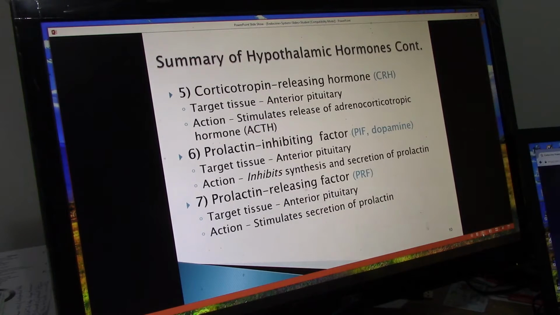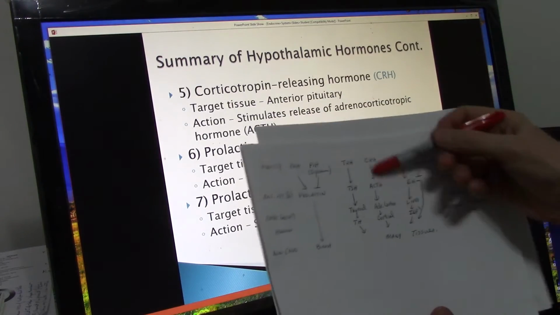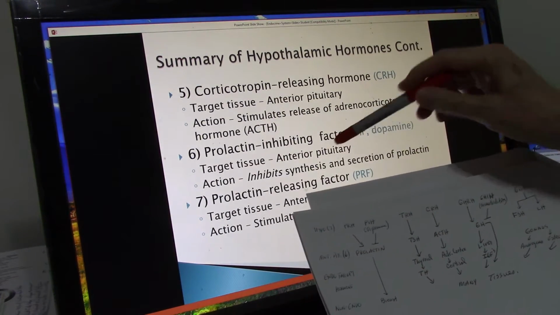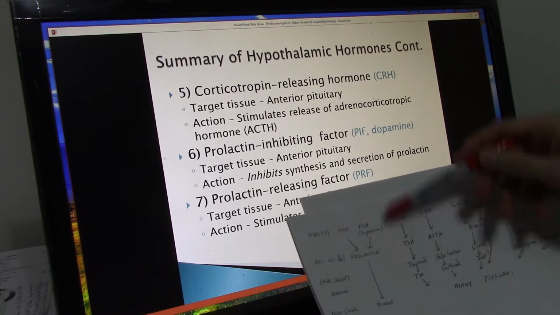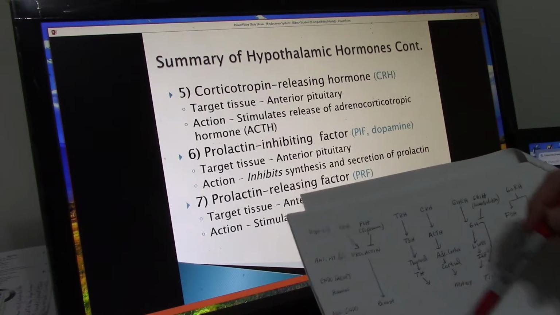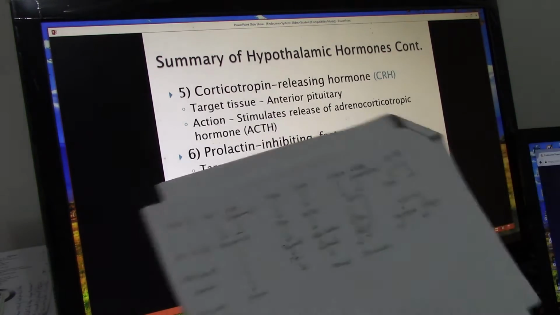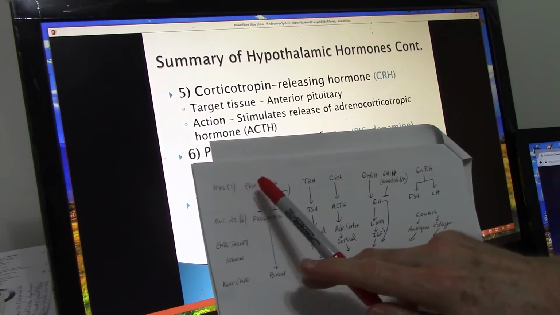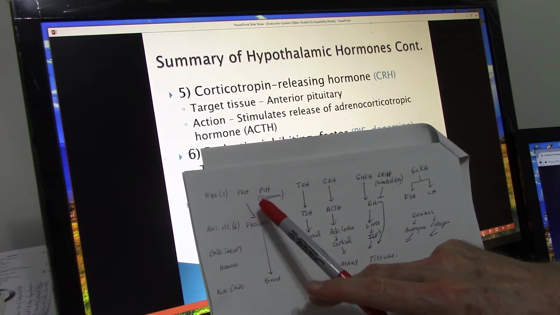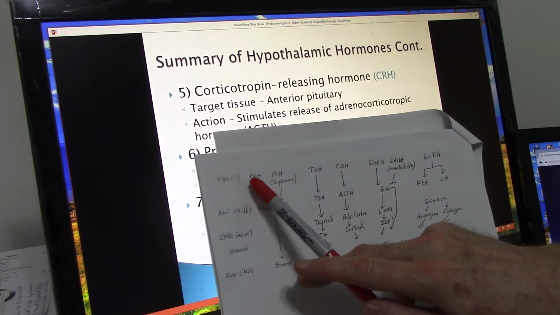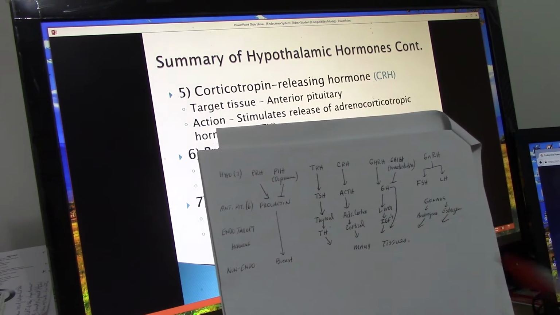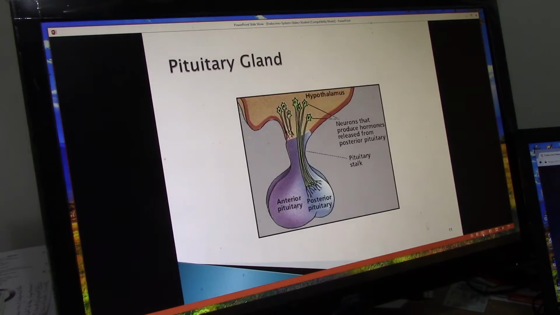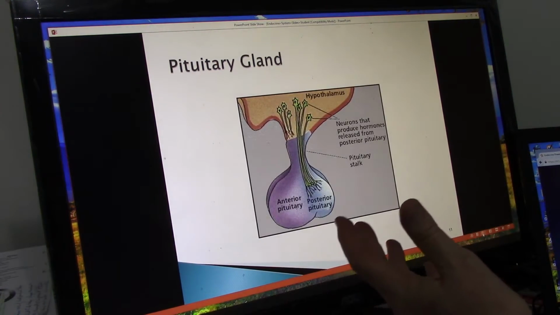CRH, again, the CRH pathway is right here. The prolactin pathway, the inhibiting factor, dopamine, is right over here, and the releasing factor, PRF or PRH. And sometimes these are called factors. Sometimes you'll see it called prolactin releasing factor. Sometimes you'll see it called prolactin releasing hormone. It's the same thing, okay? Again, you're just seeing another picture there.